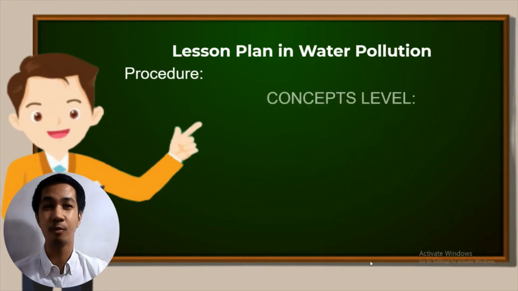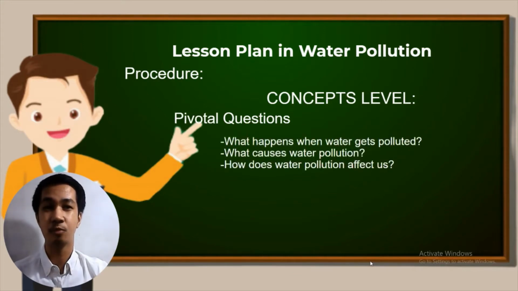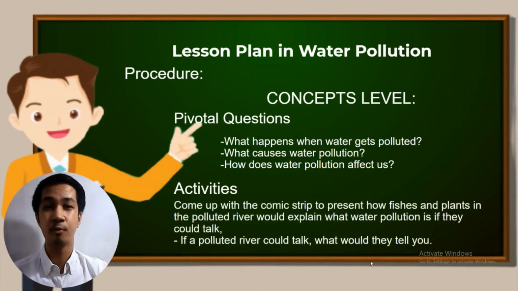Now let's move forward with the concept level. On the concept level, you could use several pivotal questions such as what happens when water gets polluted, what causes water pollution, and how does water pollution affect us. And the activity for this particular level would be to come up with a comic strip to present how fishes and plants in a polluted river would explain what water pollution is if they could talk. If the polluted river could talk, what would it tell you?